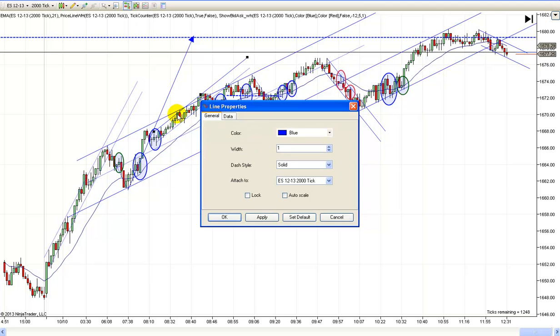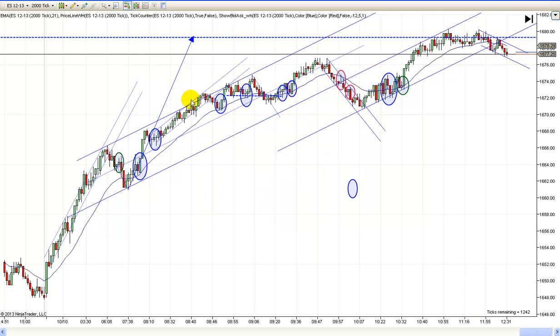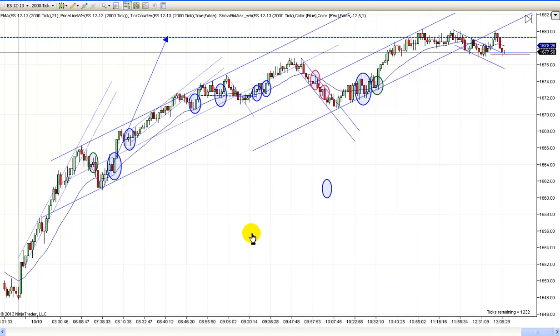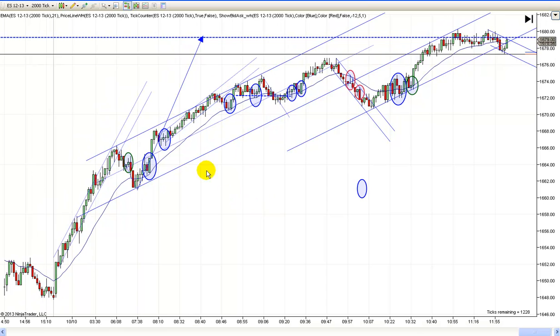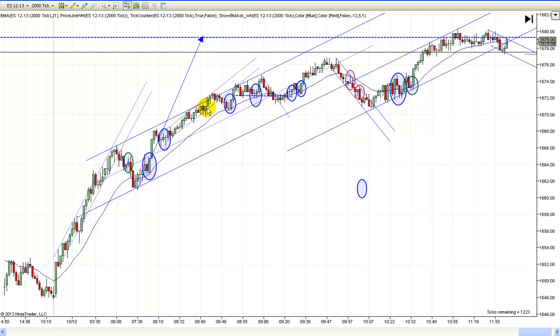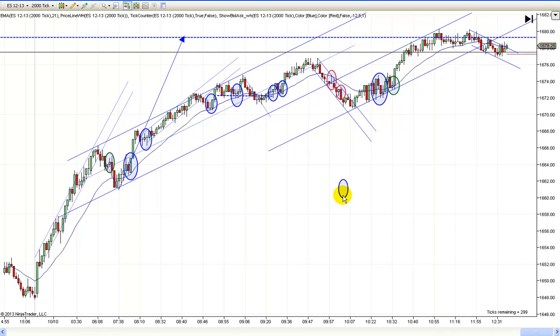And you can see if you put this little small channel on there, you could have found some more entries in here, but I just thought they were too risky there. There's not much room in that little channel, and you could get a break anytime, just like this right here. But if you wanted to try to find some entries in there, there's your chance to do it with this trend line right here.